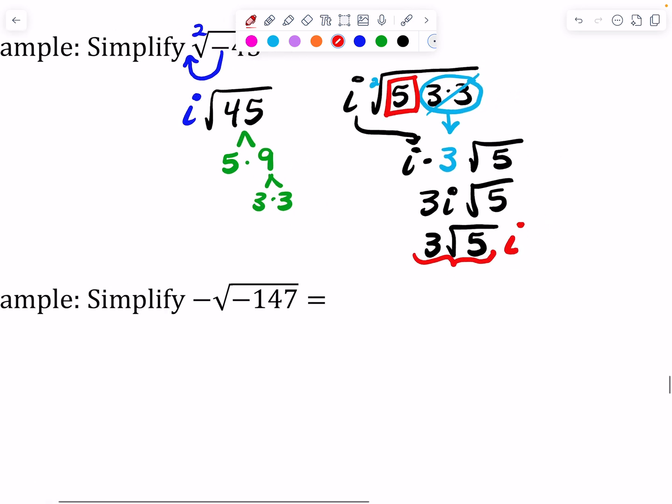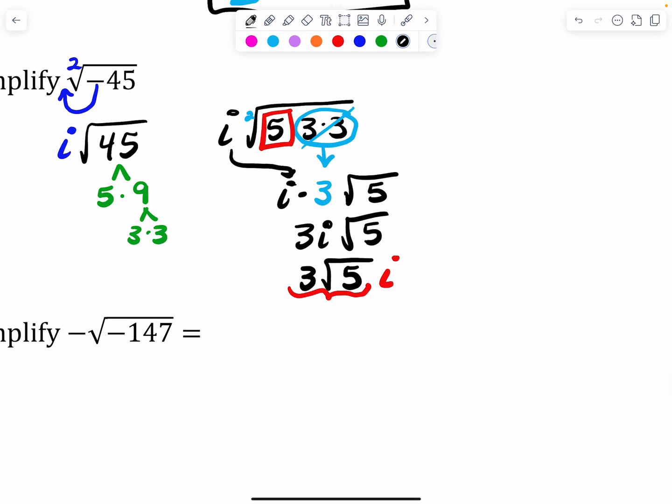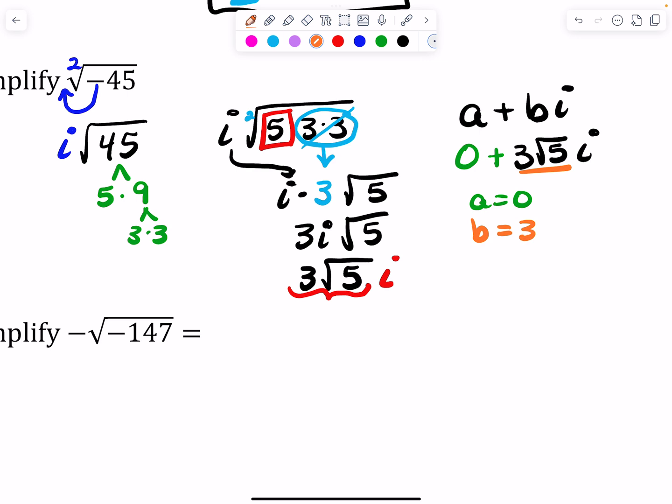So if we were looking at this in the form a plus bi, and we have 3 square root of 5i, then that tells us that a is going to be 0, and that b is going to equal 3 square roots of 5.